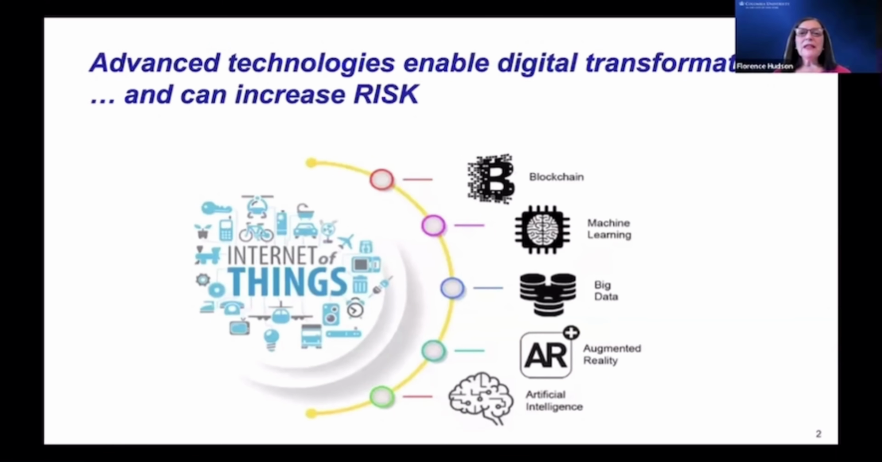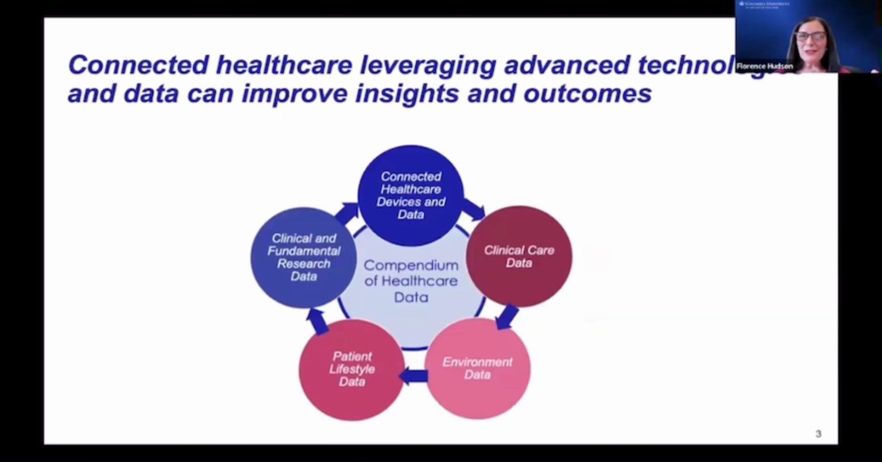So a little background, this is something you probably all know, but just to frame it, as we know, advanced technologies can enable digital transformation in so many ways. There is more accessibility to information, more accessibility to the devices, more interoperability, more insights you can gain, leveraging the Internet of Things or blockchain technology, machine learning, big data, augmented reality, artificial intelligence, all these wonderful opportunities. But they can also all increase risk.